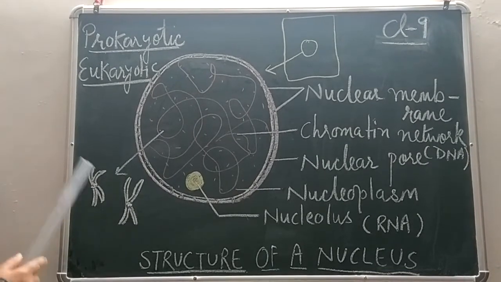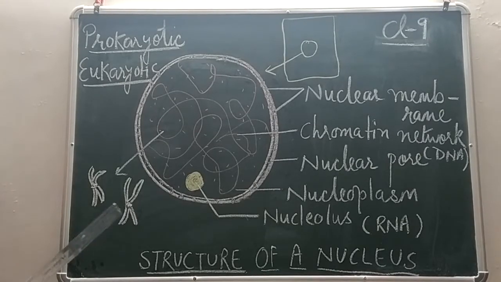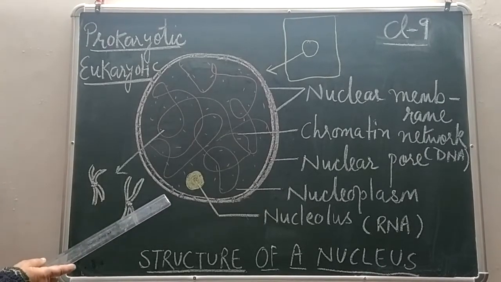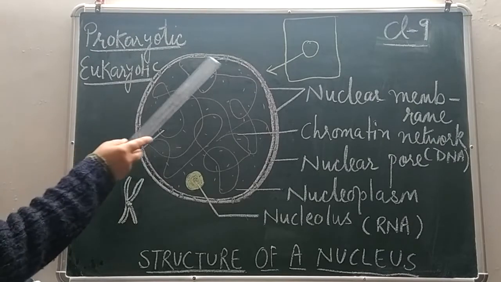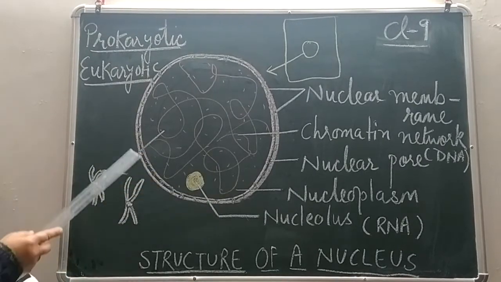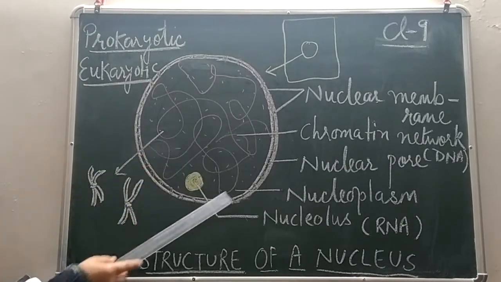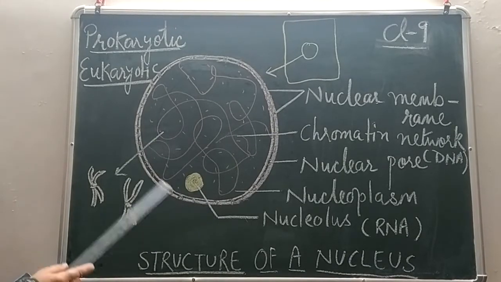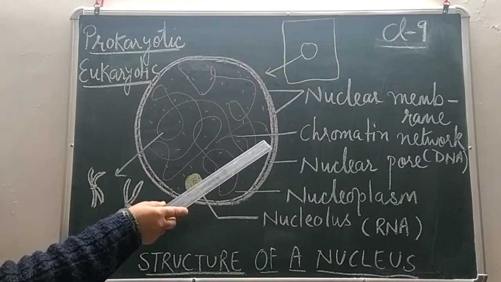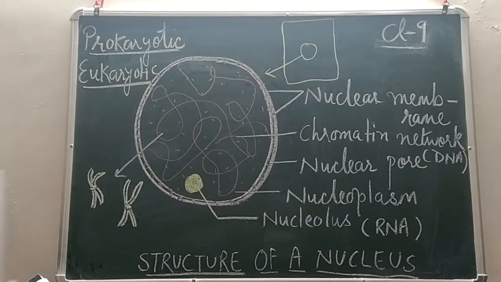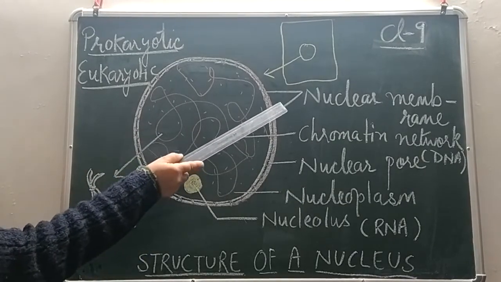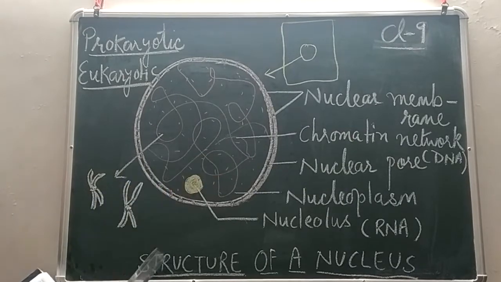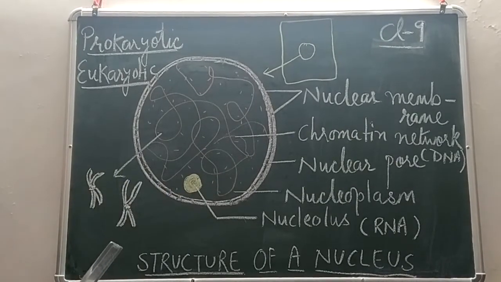So, to know what function it does and what the structure of the nucleus is, let's start with the outermost covering. The nucleus has a double membrane. These two walls are there, so this is called a double membrane. This double membrane is called the nuclear membrane. It is also called a nuclear envelope.